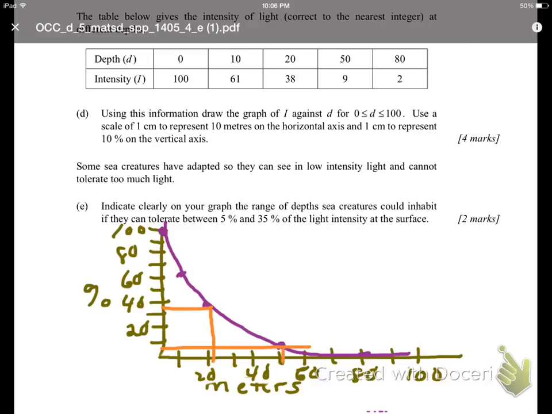So what does that look like? 21 to about 50. And again, it's meters. So use the centimeters that they tell you. You have a much better reading than I will.